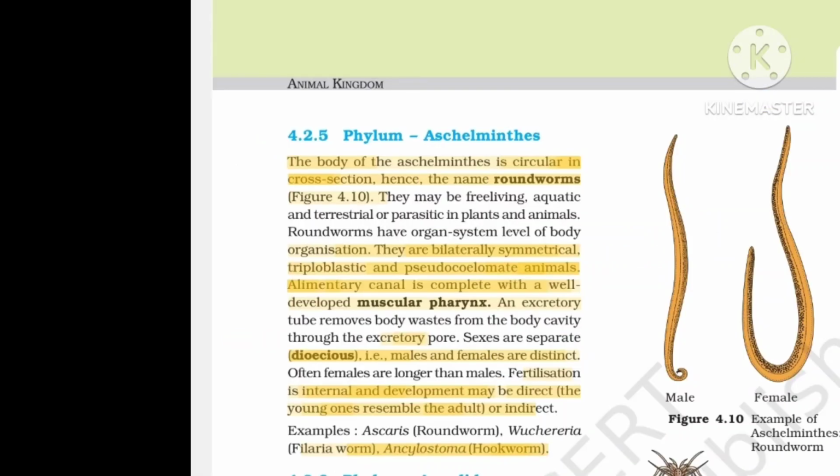The next phylum is Aschelminthes. Here, ask means ascaris, and it is also called roundworm, whose body is circular in cross section. They are bilaterally symmetrical, triploblastic, and pseudocoelomate animals. The alimentary canal is complete with a well-developed muscular pharynx. They have excretory pores through which the excretory waste is removed from the body. Sexes are separate, that means they are dioecious. Females and males are distinct. They have internal fertilization and the young ones resemble the adults. Examples are Ascaris, Wuchereria, and Ancylostoma.